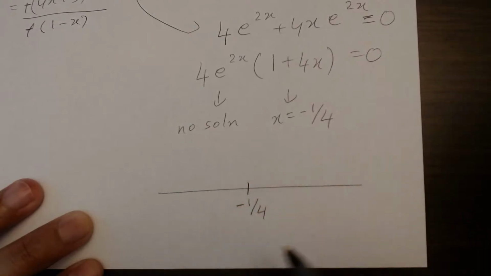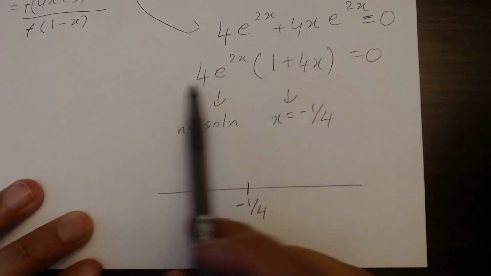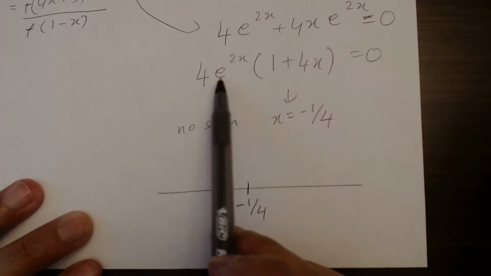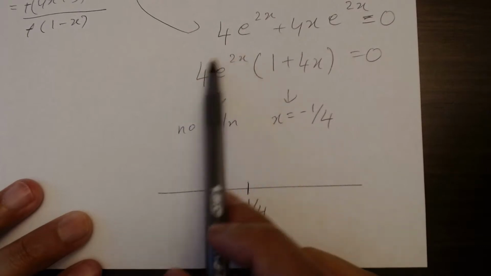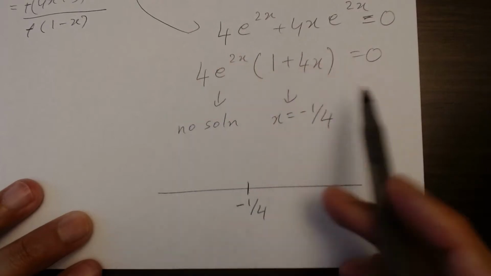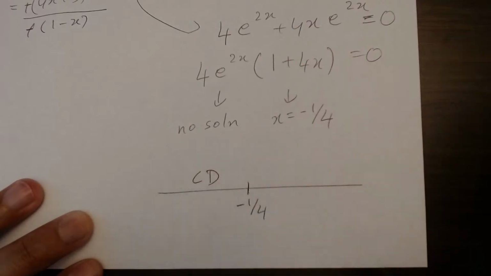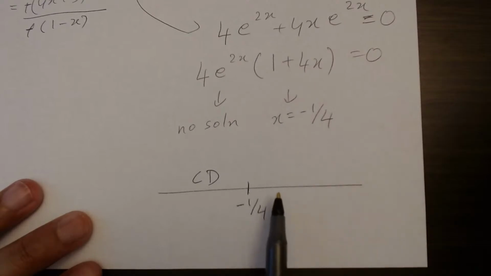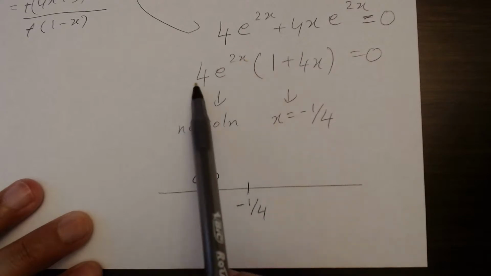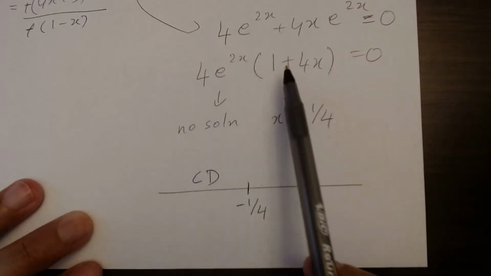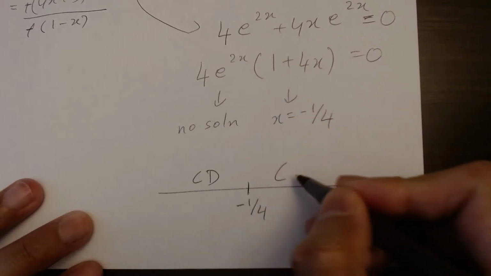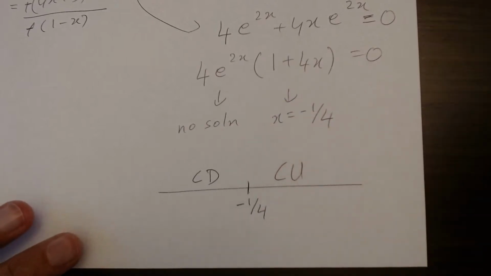Negative 1 over 4. I'll pick a value less than this and sub it into my second derived equation. So if I pick negative 1 and I sub it here, this is going to be positive, but this is going to be negative, which means that this is concave down. If f double prime is negative, it's concave down. I'll pick a value greater than this. I'll pick a 0 here. e to the power of 0 is 1, so this is positive. 1 plus 0 is 1. Positive, positive means it's positive, so this is going to be concave up.